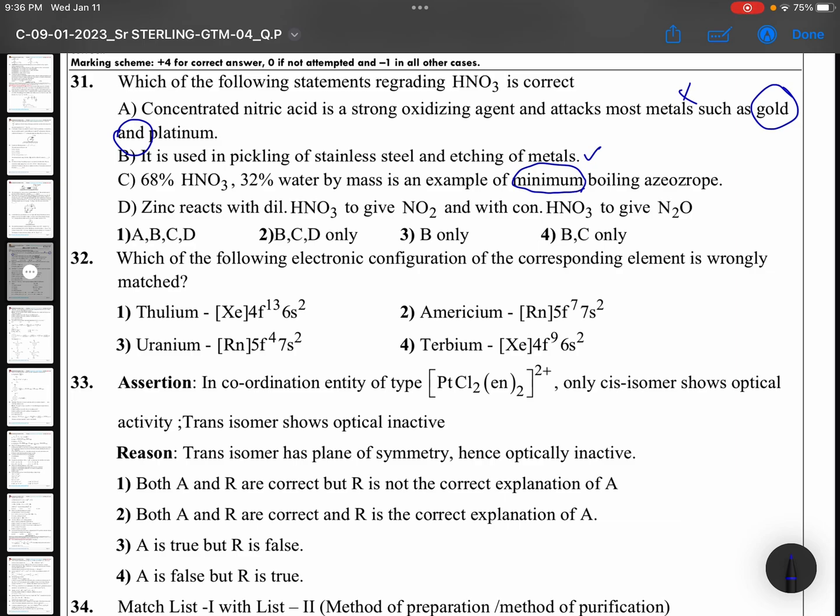Zinc reacts with dilute HNO3 to give NO2 and concentrated HNO3 to give N2. Reverse it is given. For concentrated HNO3, NO2; dilute HNO3, it is N2. Just to confuse you. So only B is correct.